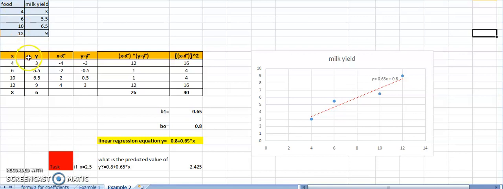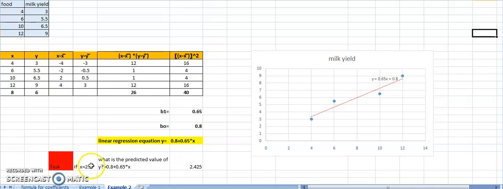Okay, so again the same thing. I need the terminologies, so I have kept the columns the same. It is x, y, x minus x bar, y minus y bar, the numerator term, the product of the two differences, and the denominator term where I need the squared difference of x. Here this is x, this is the mean of x, that's the mean of y. I have calculated all the values, and similarly I get B0 as 0.8 and B1 as 0.65. So the regression equation that I'm getting is 0.8 plus 0.65 into x.